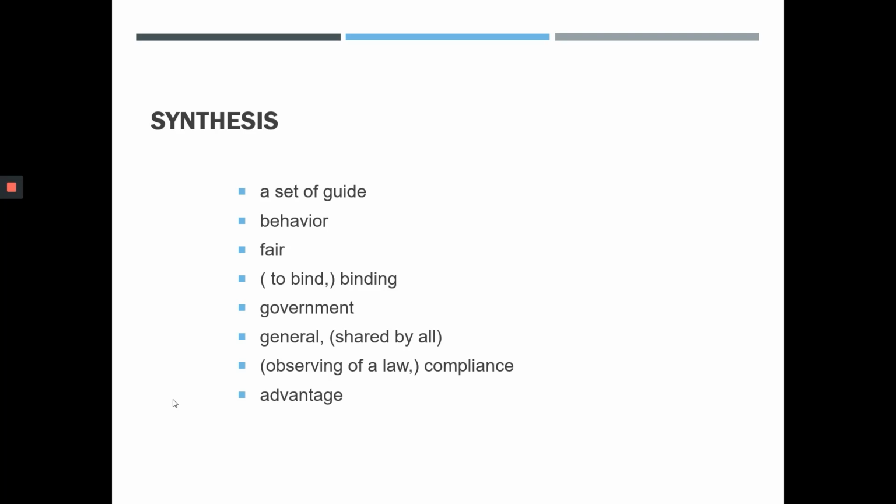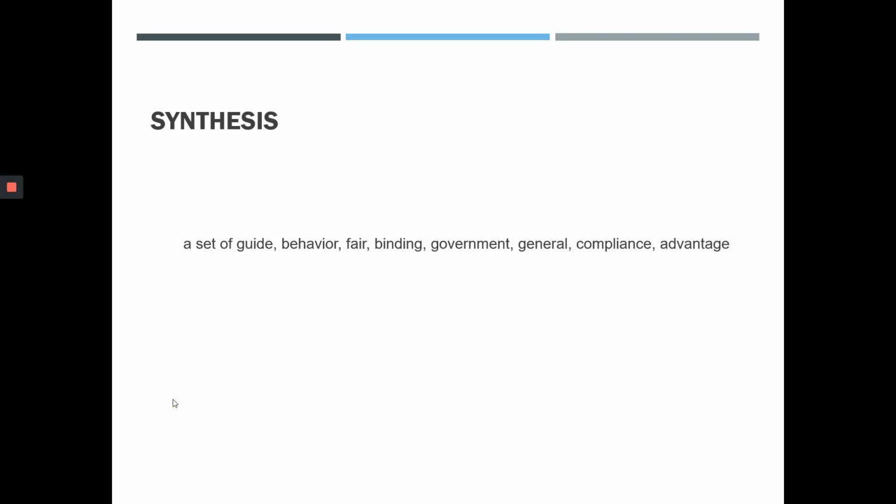The pieces that we have after analyzing the definition of law are these. First, a set of guide, behavior, fair, binding, government, general, compliance, and advantage. Synthesizing means putting them together and finding a coherent result of this process of putting these terms together. Again, the terms or meanings we found from the dictionary of the words that made up the definition of law are the following: a set of guide, behavior, fair, binding, government, general, compliance, and advantage.